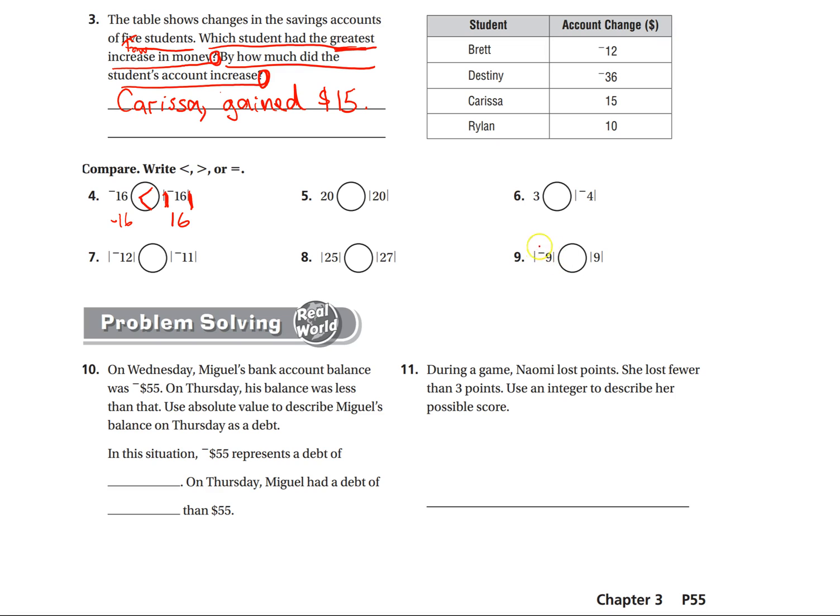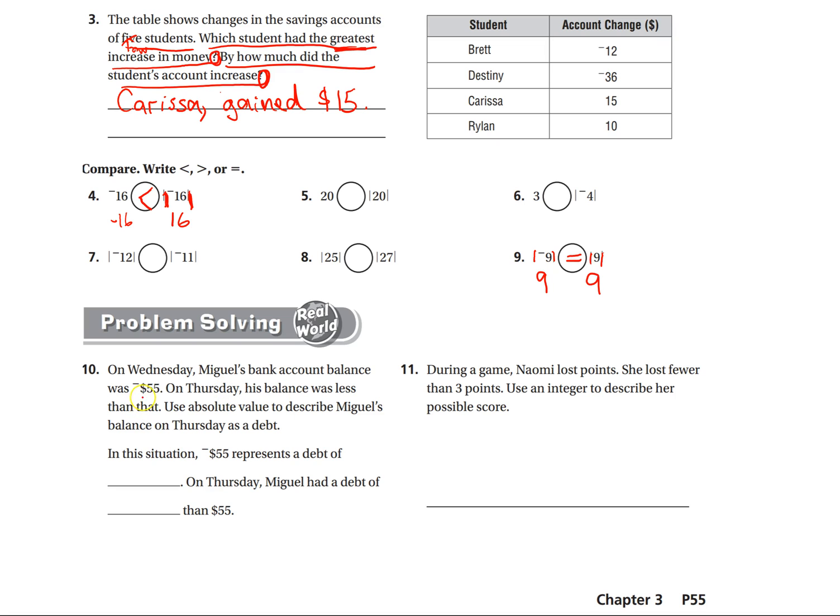Again, this has an absolute value sign. So how far away from 0 is negative 9? It's 9 units away from 0. This side has an absolute value sign, so it's just saying, hey, positive 9, how far away from 0 is it? 9 is 9 units away from 0. So the absolute value of negative 9 is 9. The absolute value of 9 is 9. So those two are equivalent. All right, let's jump down to 10.